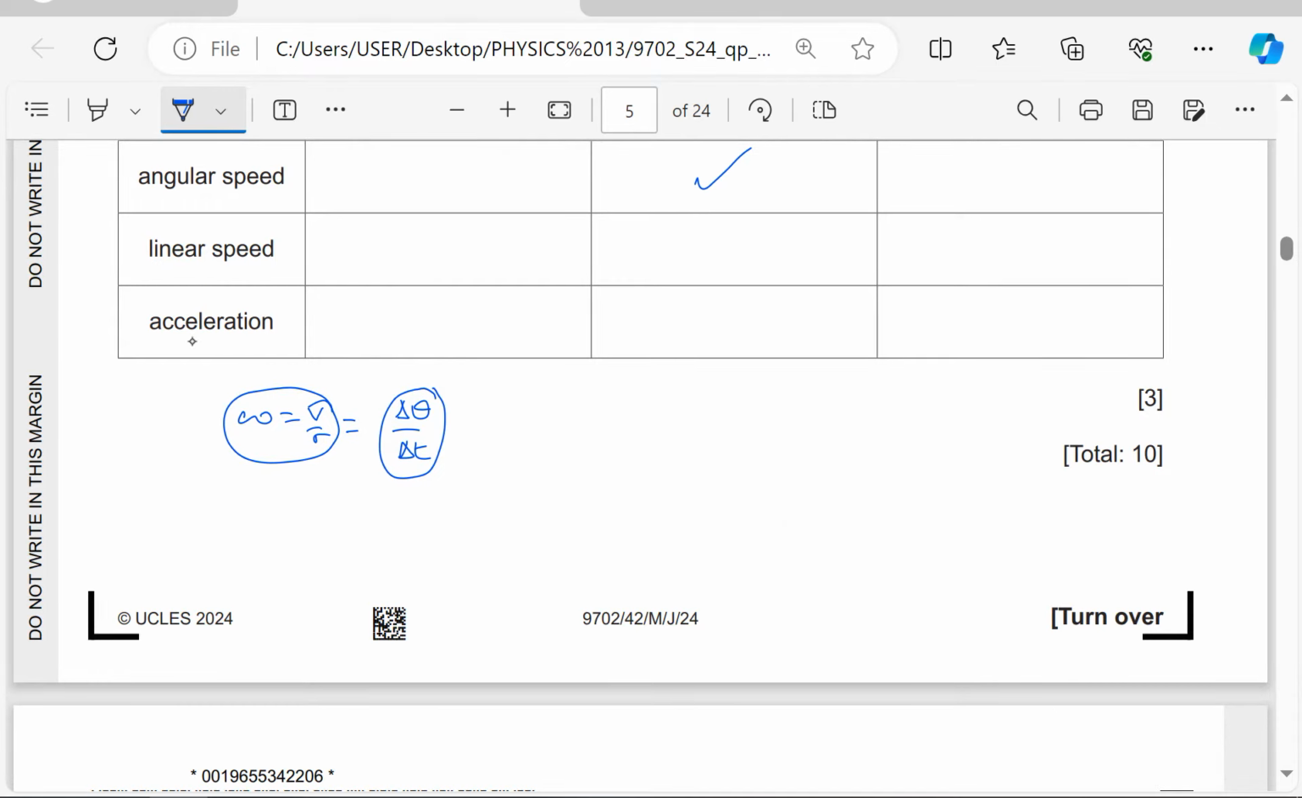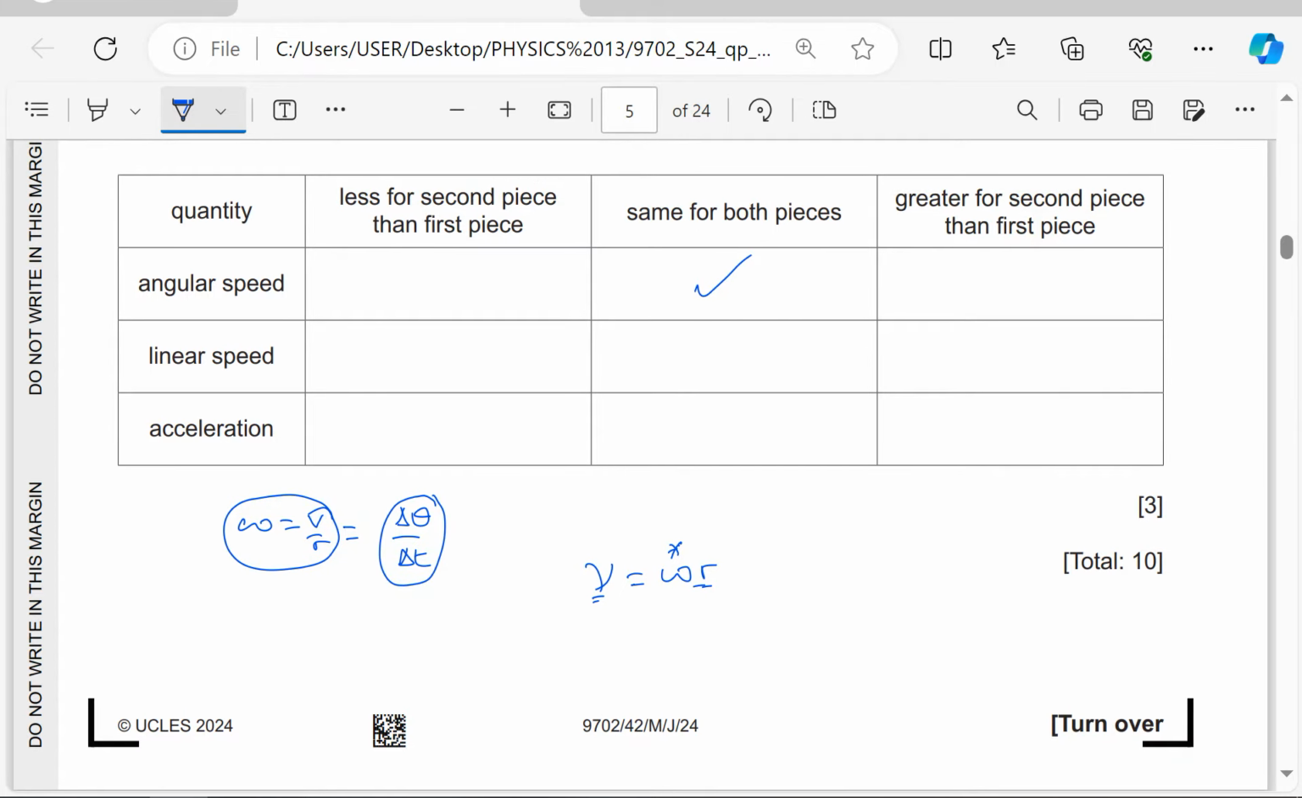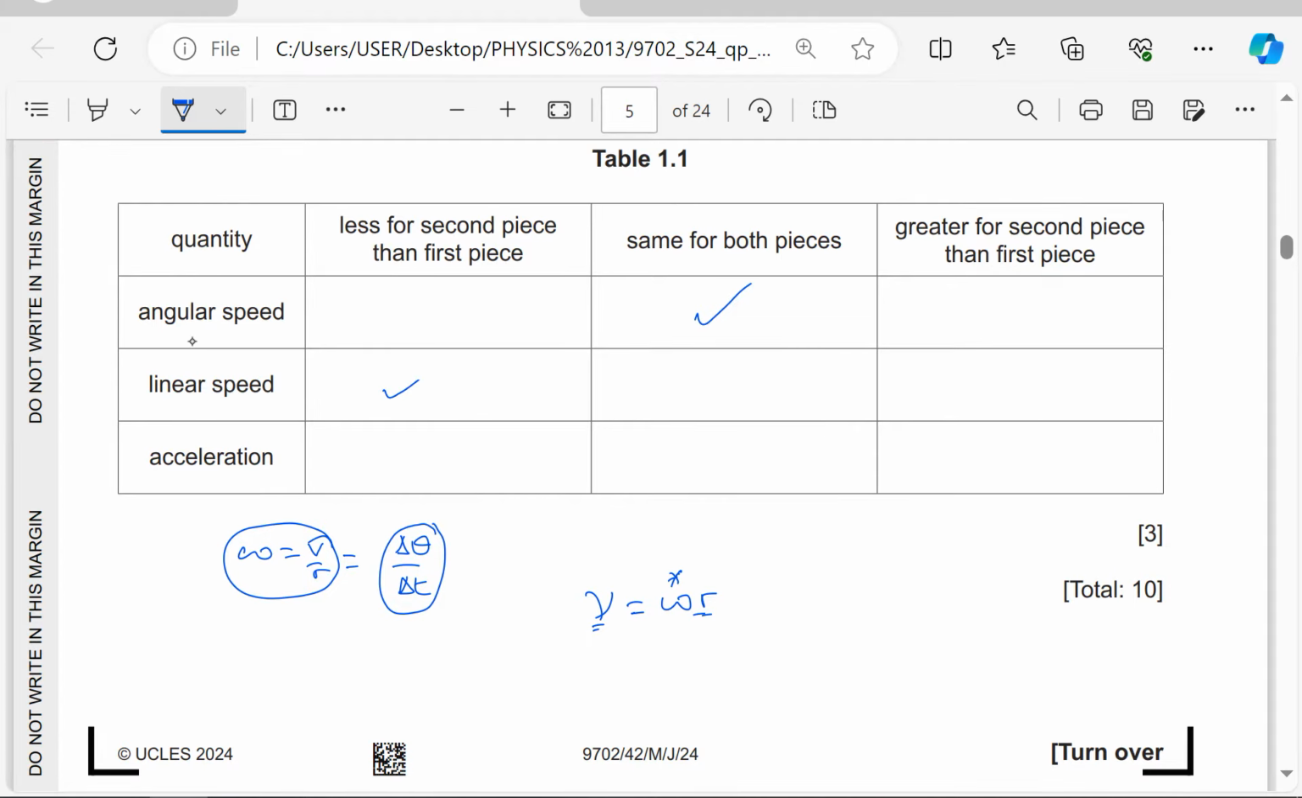But because the radius is different, then v is equal to omega times r. Even though omega is the same for both, the radius is not the same. That means v is not going to be the same. But note that the radius for the second one is smaller. So it means v is going to be less. The linear speed is going to be less for the second piece. So I'll put a tick here because the radius for the second one is less than the radius for the first one. So v for the second one is going to be less than v for the first one.